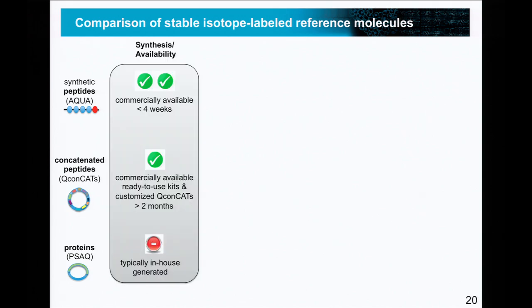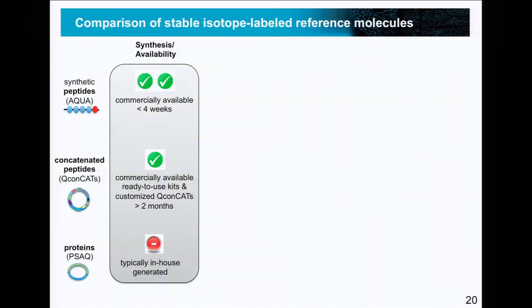So the major advantage of the AQUA peptides, and that's also the reason why the vast majority of people work with them, is their easy availability. There are several companies where you can order these AQUA peptides and then they get delivered to you usually within 4 weeks. Also for QconCATs, there are commercial companies available, and a fast way to QconCATs are these ready-to-use kits. These companies offer, for example, ready-made QconCATs with peptides for all kinases of a specific organism, or other functionally related proteins that might be of interest to customers.